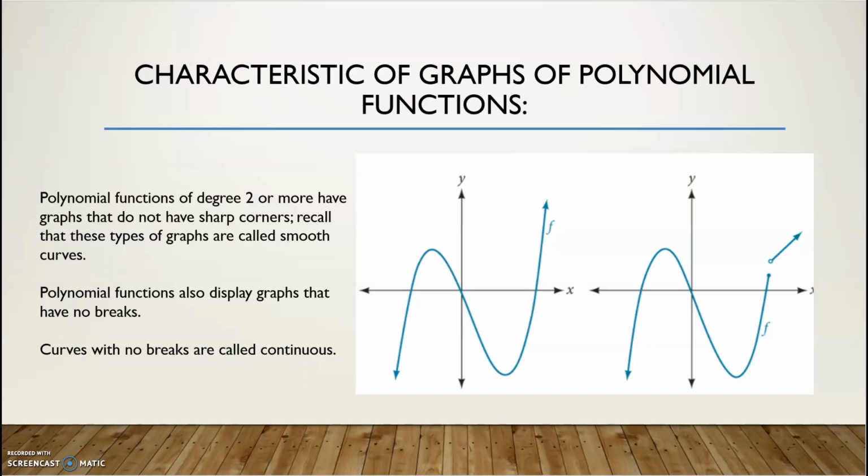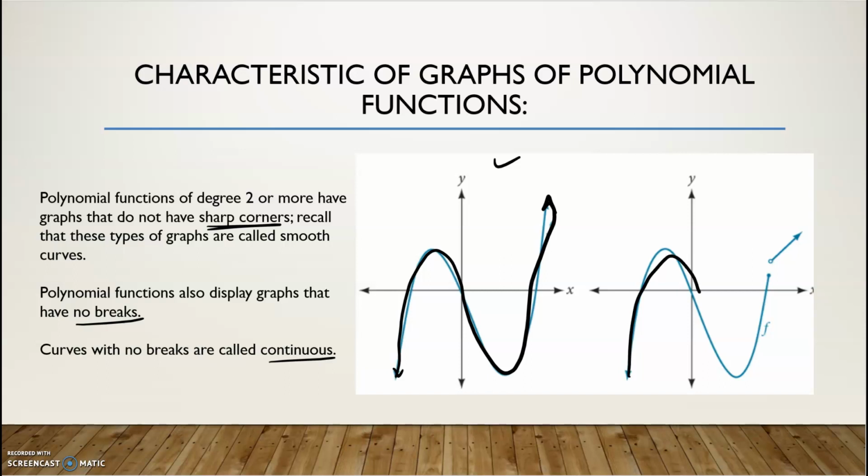So a polynomial function is going to be of degree 2 or more, and it's going to have graphs that don't have any sharp corners. We call those smooth graphs. And they're also not going to have any breaks. We call that continuous. So polynomials will not have any sharp corners, and won't have any breaks. So we call them smooth and continuous functions. So like this one right here, we have a smooth, no sharp corners, and a continuous function. So this one is a polynomial.